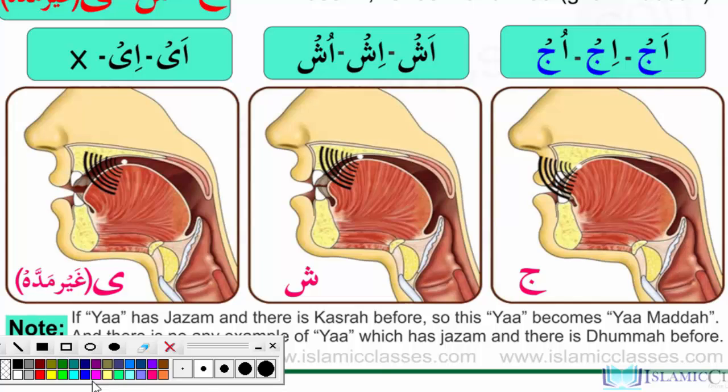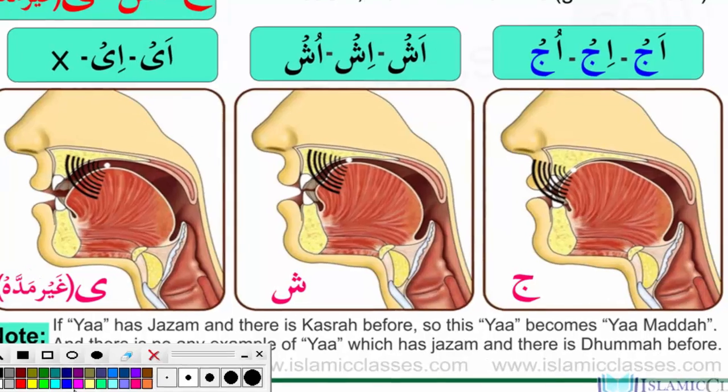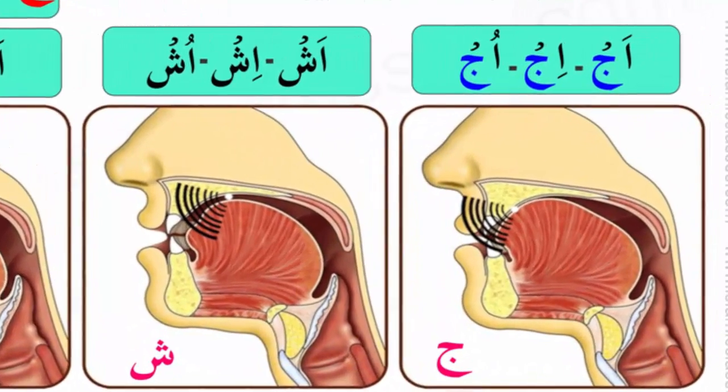Jeem. You should say after me, Jeem, Jeem, Jeem. All right, and now we just practice this letter Jeem.